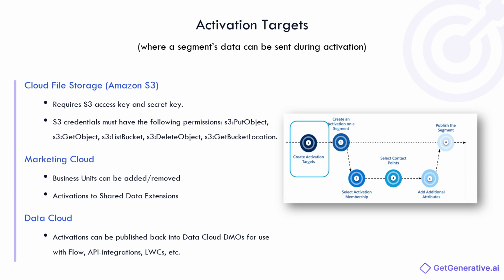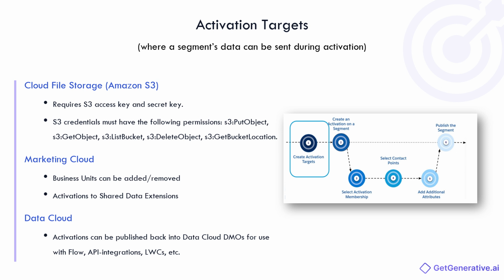There can be a wide variety of activation targets, such as cloud file storage, as we discussed. It does require S3 access key and secret. It needs to have the following permissions, which we have given as part of our exercise. I'll try to revise it again for you to set up Amazon S3 correctly. Within Marketing Cloud specifically, we can choose which business units can be added or removed. So while doing an activation configuration, we can choose which business units should be receiving this data, and within those business units, which shared data extension should be receiving the data.